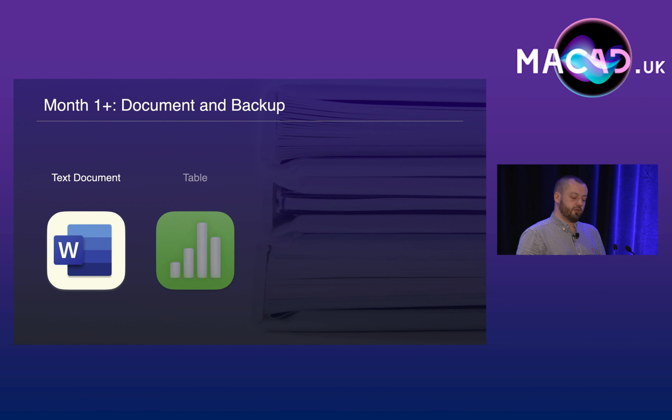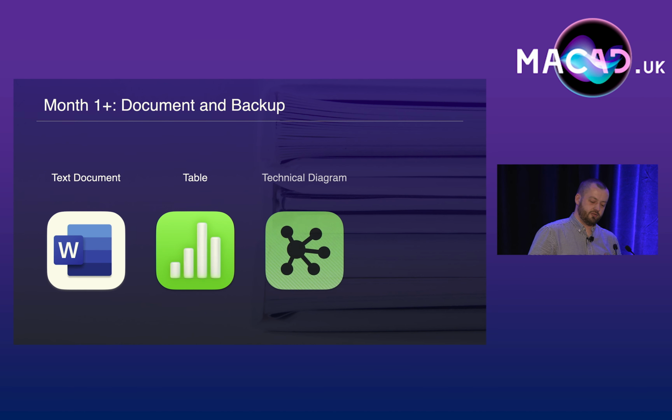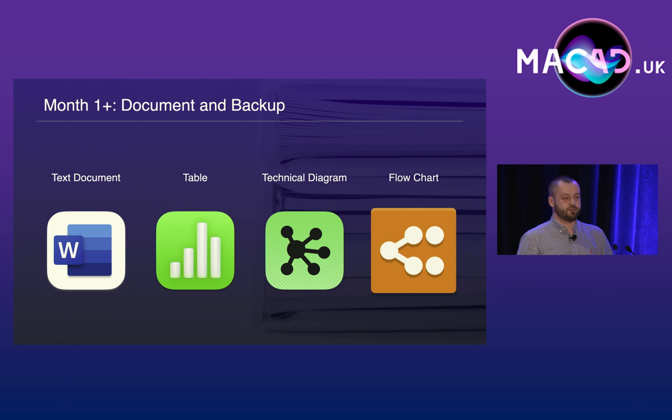Consider the correct form of documentation for a specific task. Not everything needs or indeed should be a text document. Sometimes a table, technical diagram, or an abstract process flow diagram would serve much better. Sometimes it's even worth repeating the same information in multiple forms to ensure that the meaning is understood.